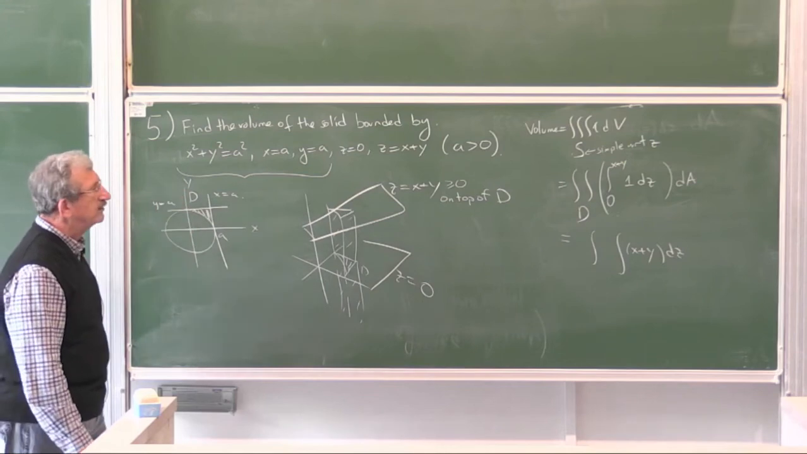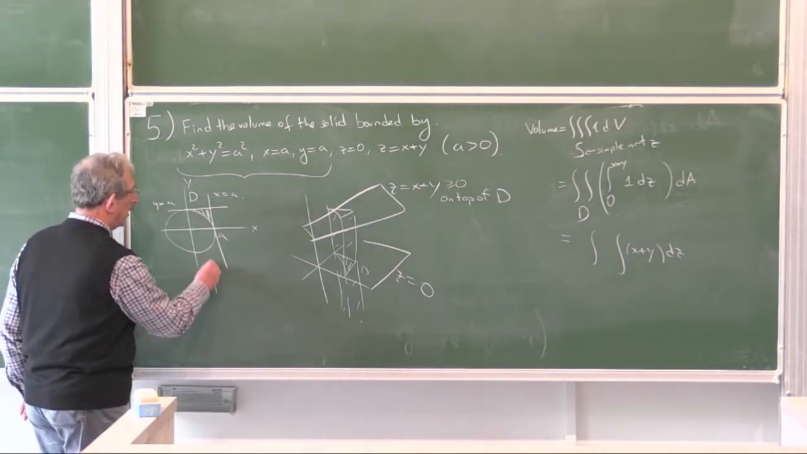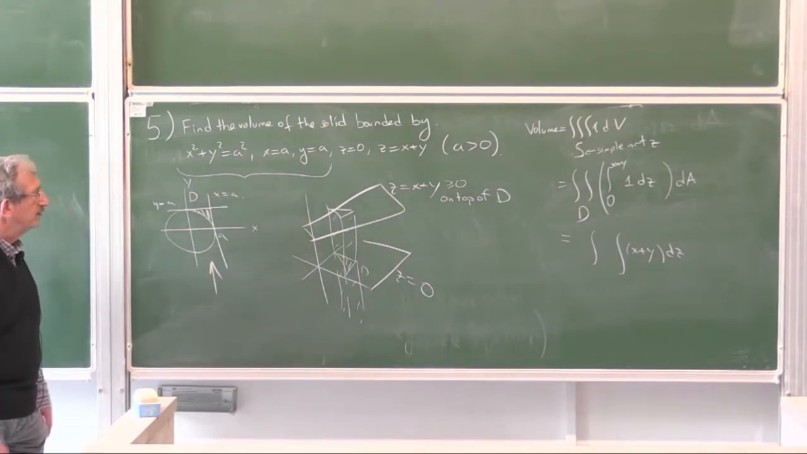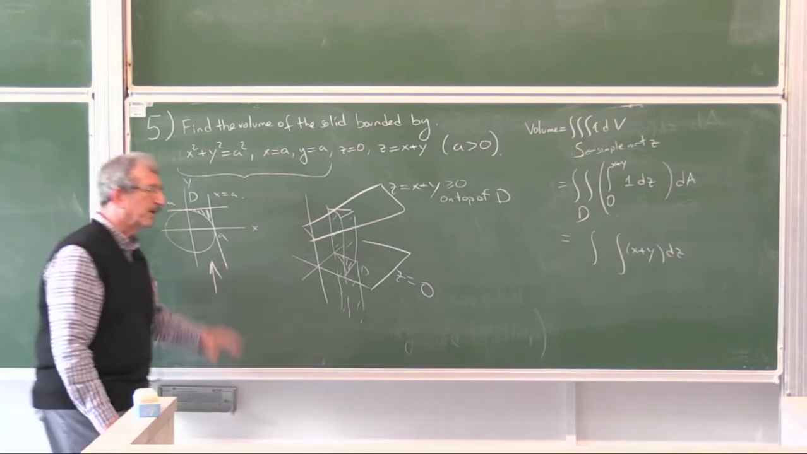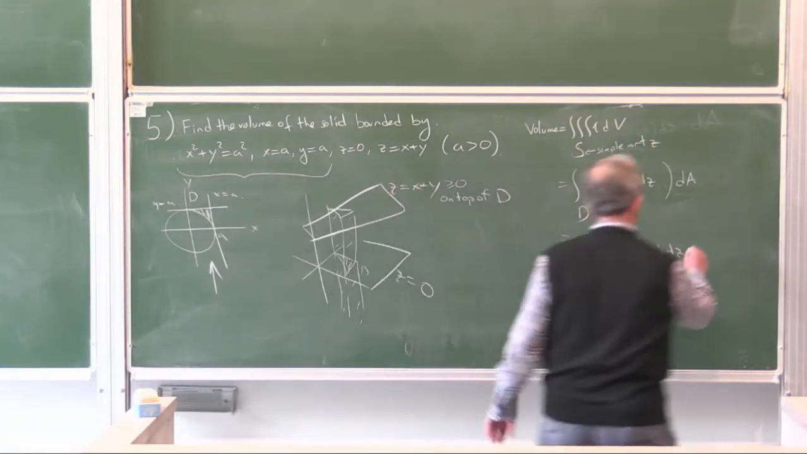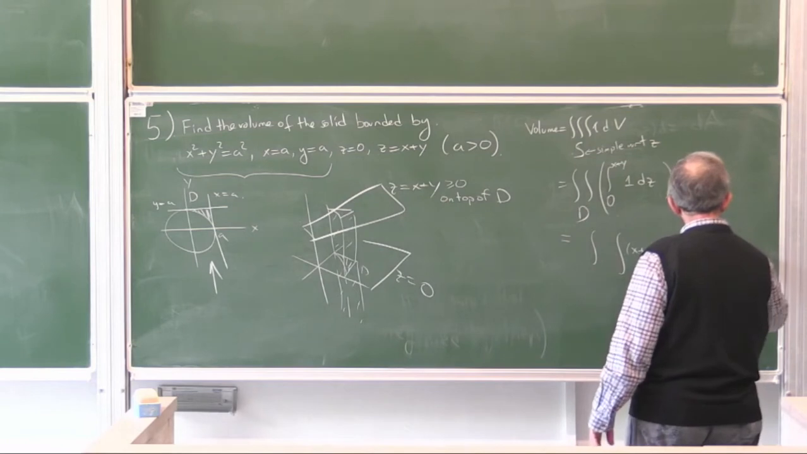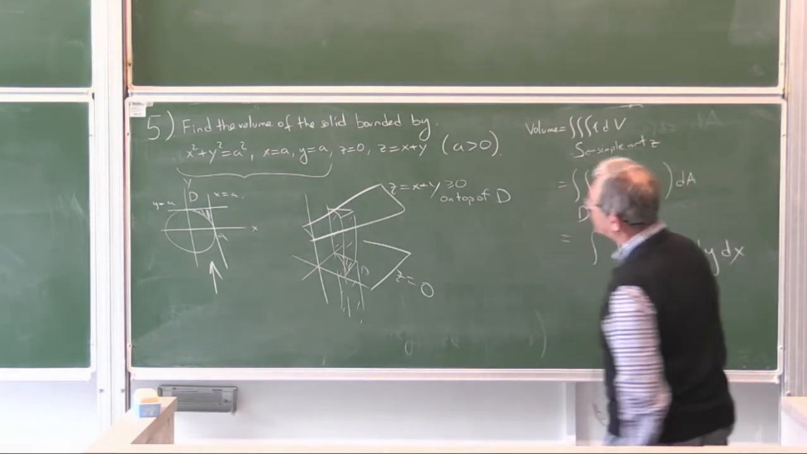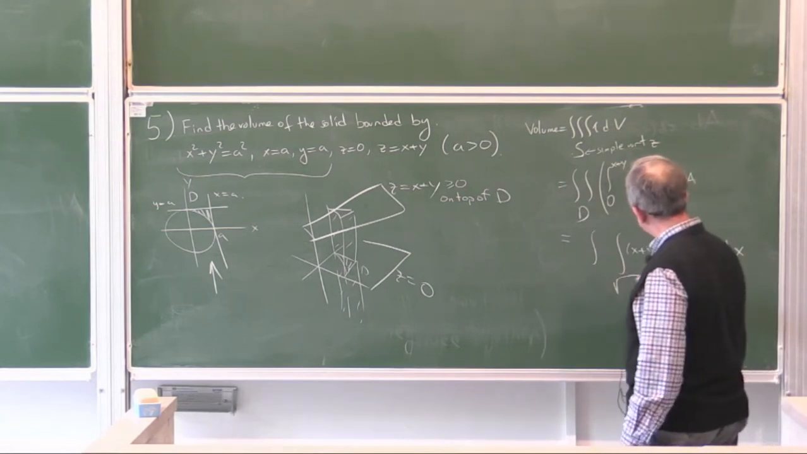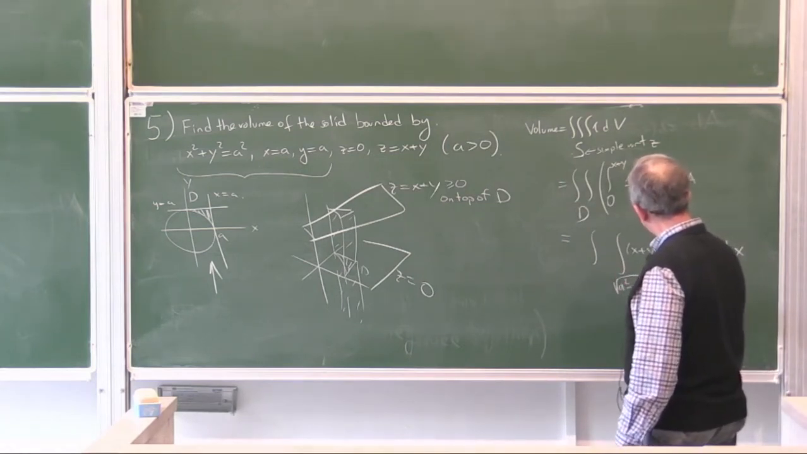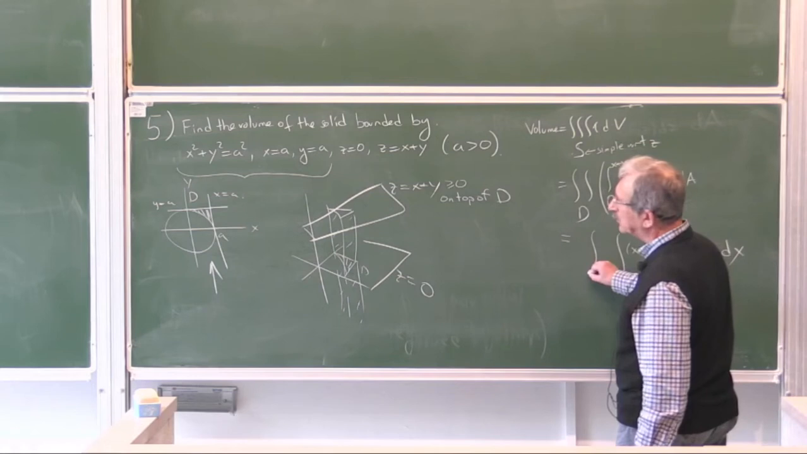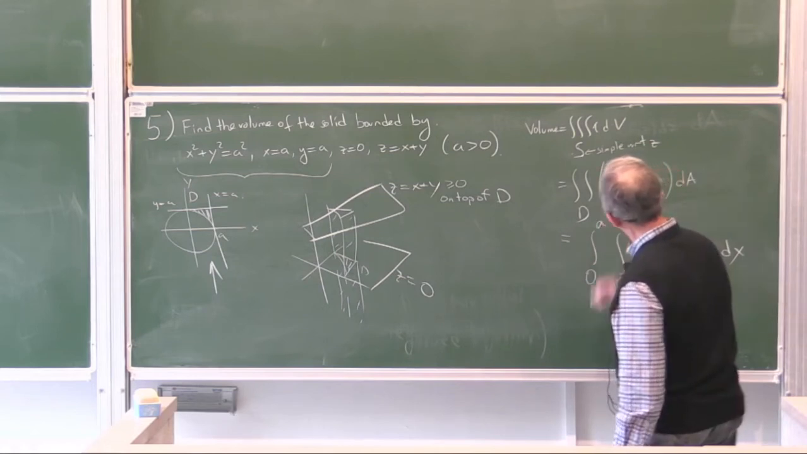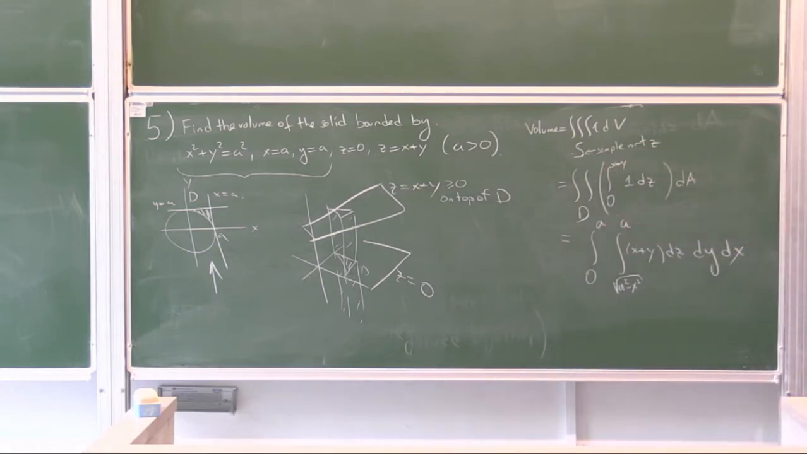I will write it in the y-first version. It's simple with respect to both x and y anyway. So I will put dy first and then dx. And y changes from the circle up to a. The circle is the square root of a squared minus x squared, up to a. And x changes from 0 to a. So this is the integral in question.